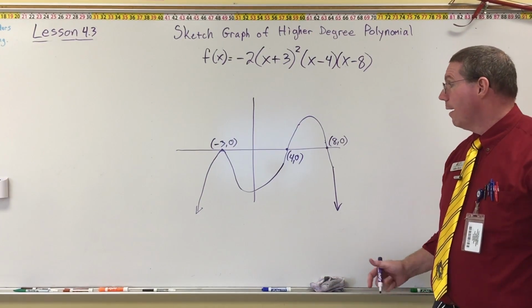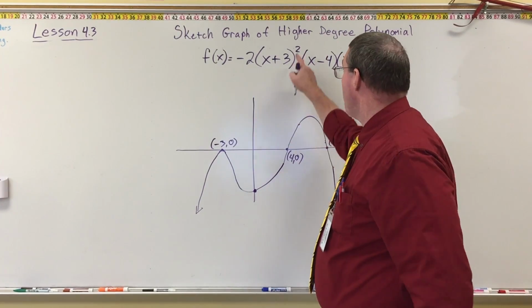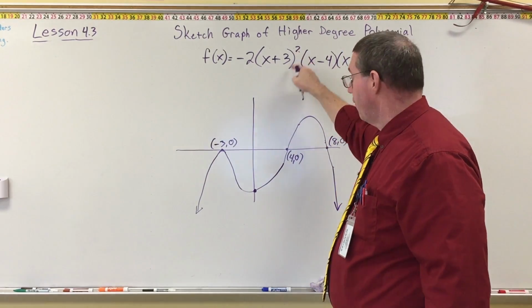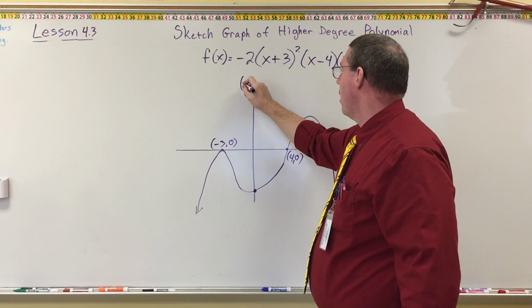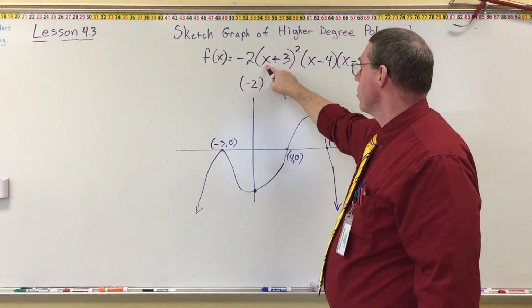Okay. All right. Now we're going to do the y-intercept. Now watch this. This is the third time that comes into play. To find the y-intercept, we're going to multiply the lead coefficient times, we're going to plug a 0 in here. What's 0 plus 3?